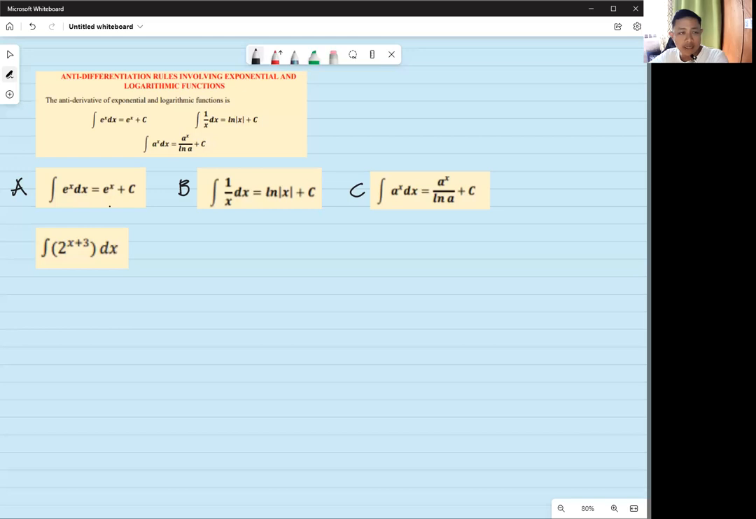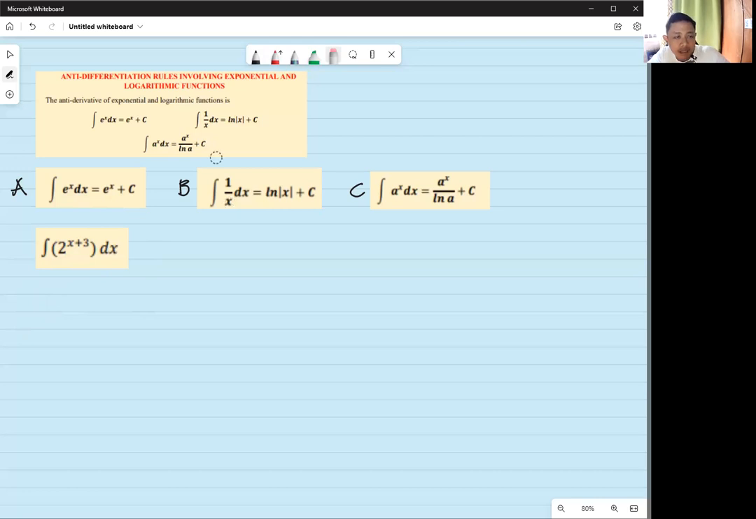There are some classmates who said letter A. But remember, you can only use letter A if there is an e in your given. But since in our given, it's not e but 2, therefore this cannot be used. Kailangan makikita mo mismo. For example, the integration of e raised to x plus 3 dx, pwede ito dito. However, since it is not e but 2, therefore, we cannot use letter A.